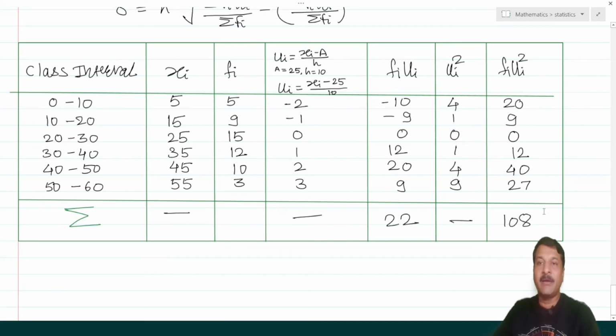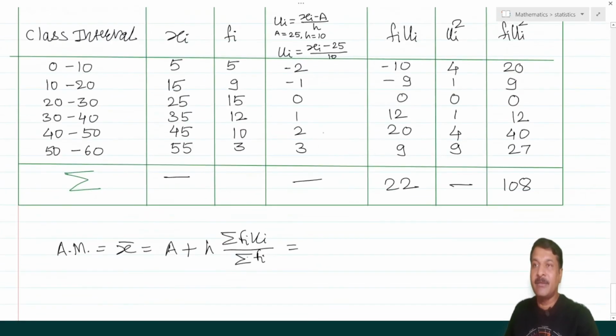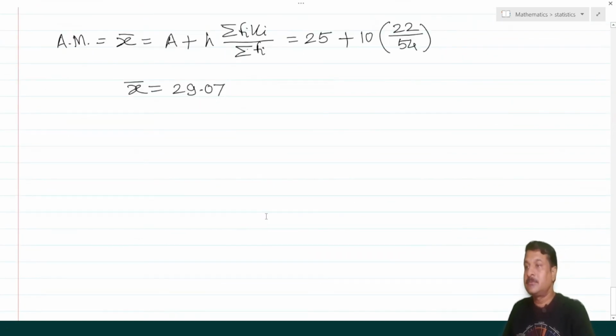So now we have the values to find the arithmetic mean and standard deviation. What is the arithmetic mean? That is x bar equal to a plus h summation of fi ui upon summation of fi. That is equal to the working mean that I am taking, 25, plus h is 10 into summation of fi ui, which is 22, upon summation of fi. What is the summation of fi here? By calculator I am getting 54. So calculating this by calculator, I am getting x bar equal to 29.074, that is 29.07.